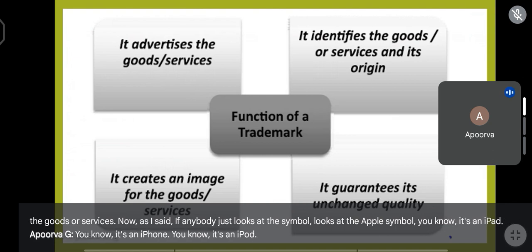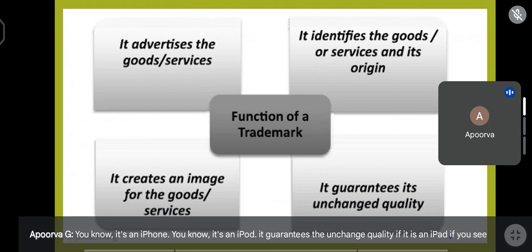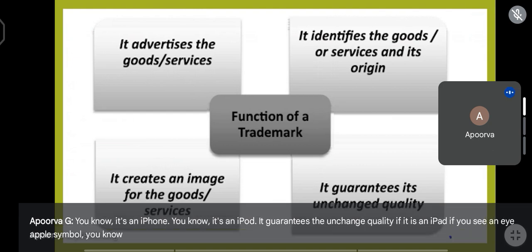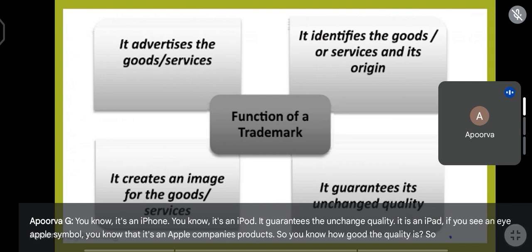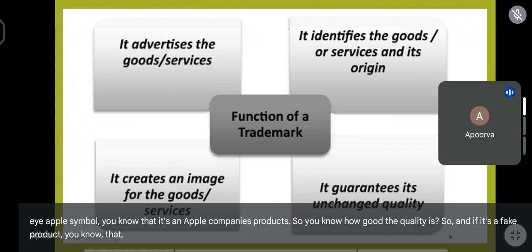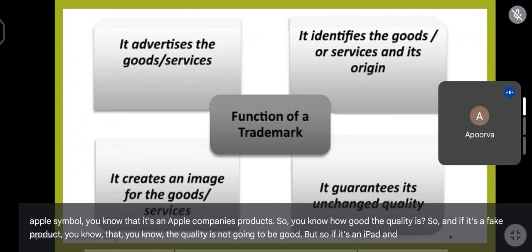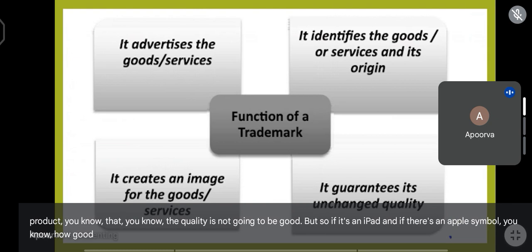It guarantees the unchanged quality. If you see an Apple symbol on an iPad, you know that it's an Apple company's product, so you know how good the quality is. And if it's a fake product, you know the quality is not going to be good. But if it's an iPad with an Apple symbol, you know how good the quality will be.